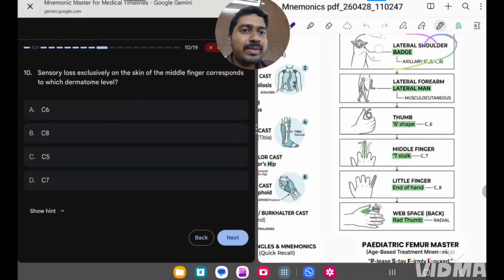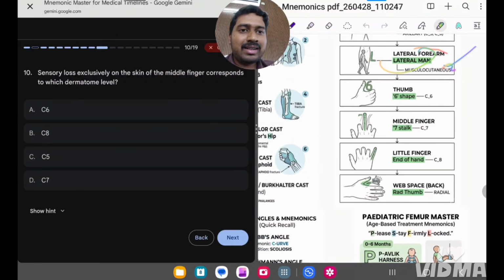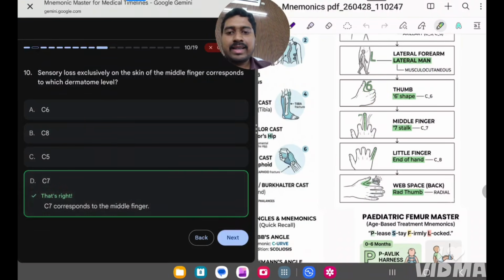Okay, so lateral shoulder, it is basically a badge, so it is axillary nerve involvement C5, C6, and damage here causes regimental badge type of neuropathy. Okay, only this area is involved. Lateral forearm, it is the lateral musculocutaneous nerve. Little finger of the hand, it is basically C8, and in the web space of the radius, it is innervated by the radial nerve. So in thumb, it is C6, and middle finger, it is 7. So our answer is C7.